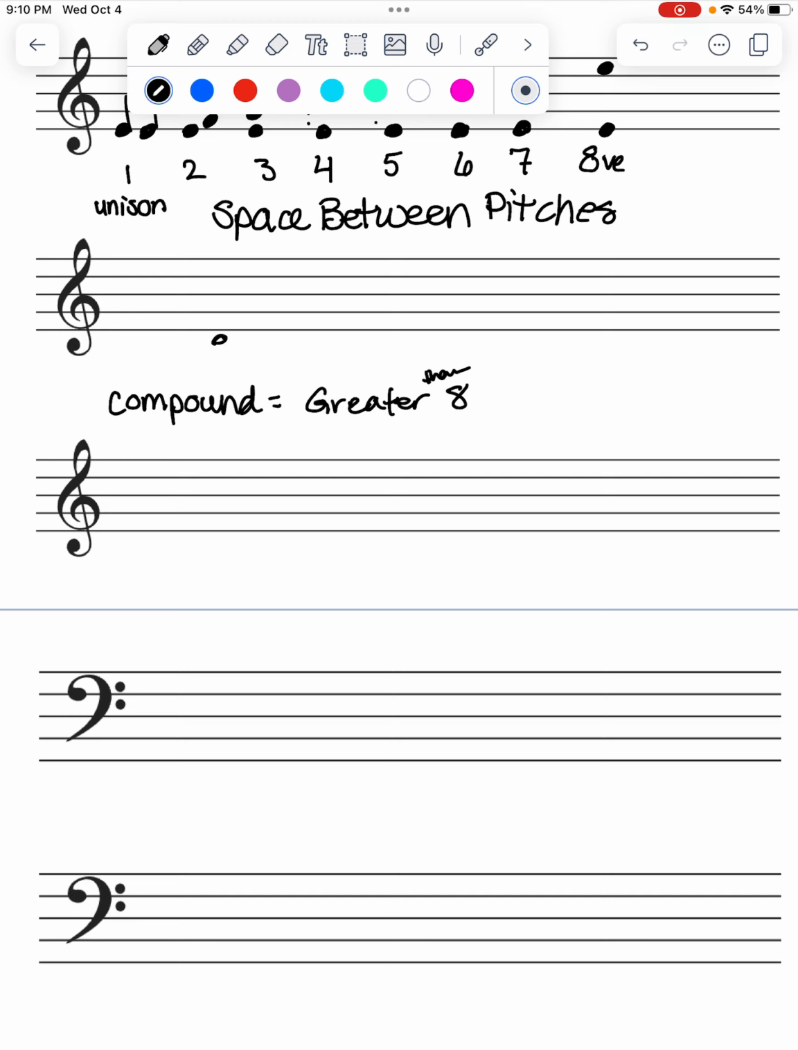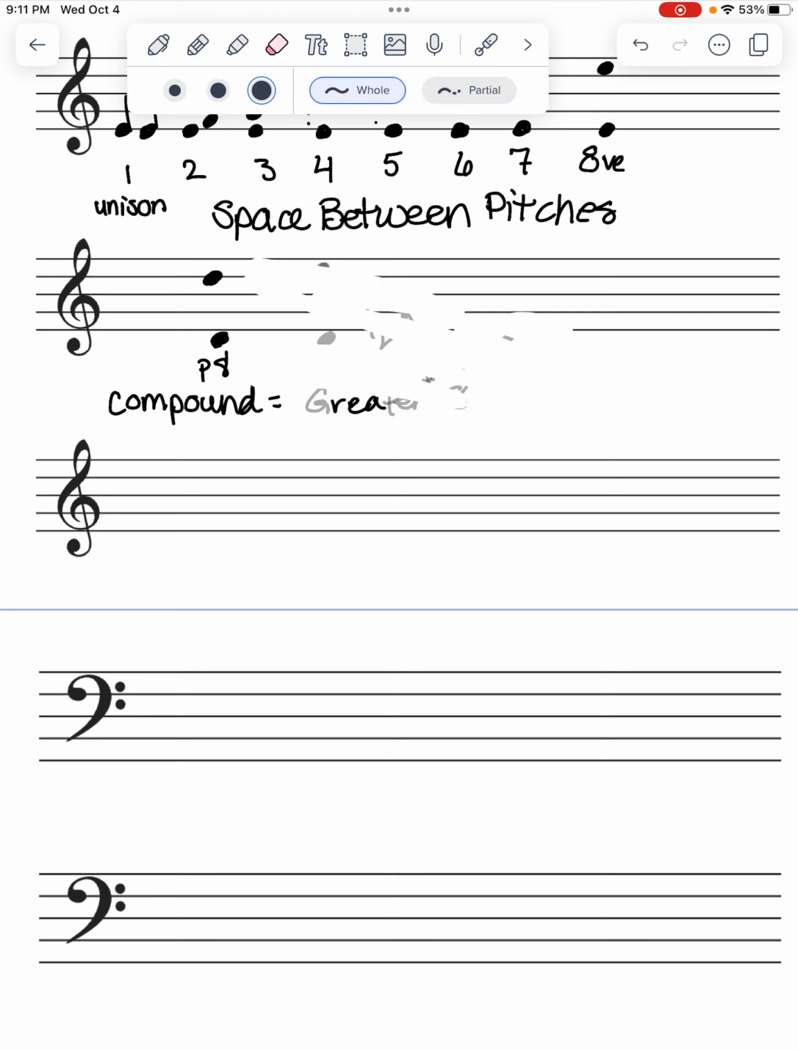So if we were to start on D, that's going to be our octave. That's our perfect octave. Now, what if we had D to E? Technically, it's a ninth, right? And it is either major or minor because it is just like a second, right? So D to E, we would categorize that as a major ninth.